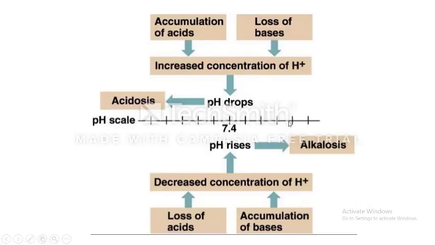So here you see the normal 7.4 range. Accumulation of acids or loss of base, both of these cause increased concentration of hydrogen ions, and the pH drops and acidosis takes place. While loss of acids or accumulation of bases can be the reasons for a decrease in proton concentration and a rise in pH, and alkalosis occurs.